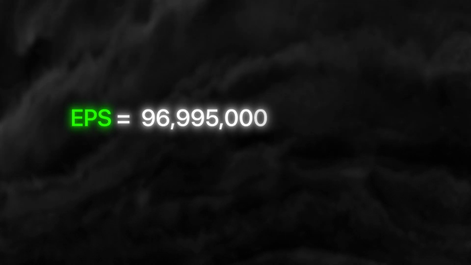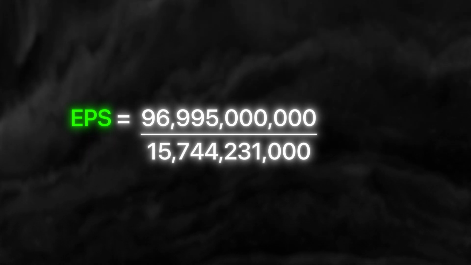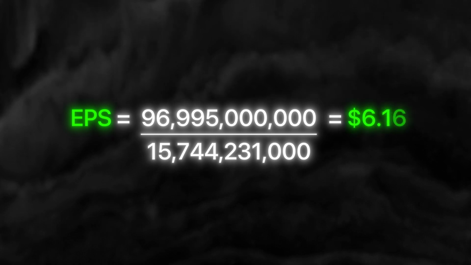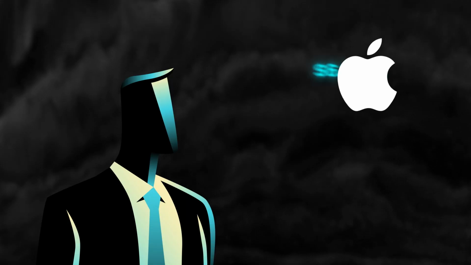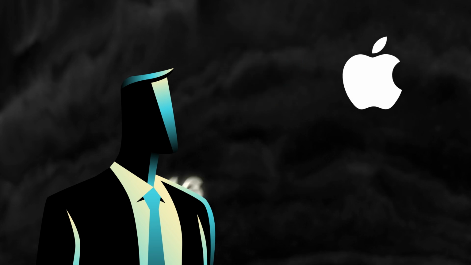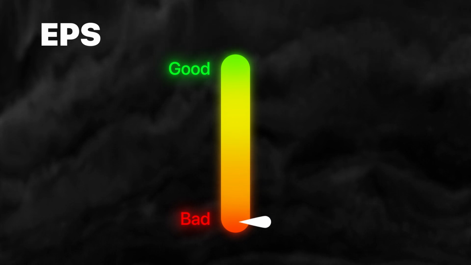For Apple, because the company doesn't have any preferred dividends, we can just simply take the $96 billion in net income and divide it by the 15 billion in shares outstanding, and that is gonna give us roughly 6.16 in the earnings per share. This means that if you were an investor in Apple, for every one share of Apple stock that you own and the company decided to give all of the profits away to the shareholders, you would be entitled to $6.16. So overall, EPS is a good measure of profitability for a particular stock.